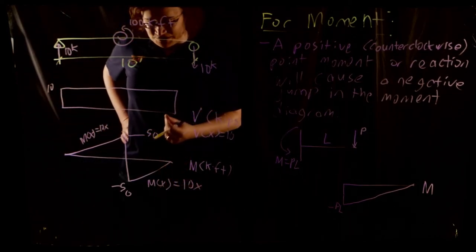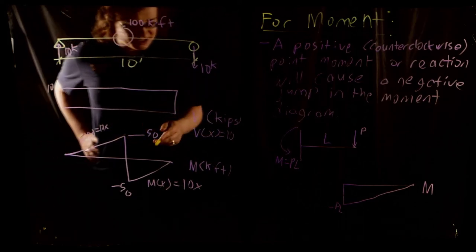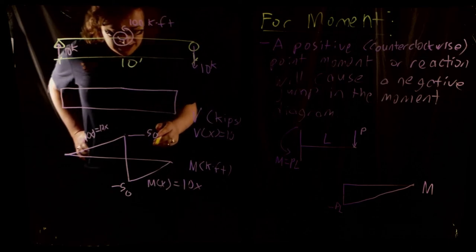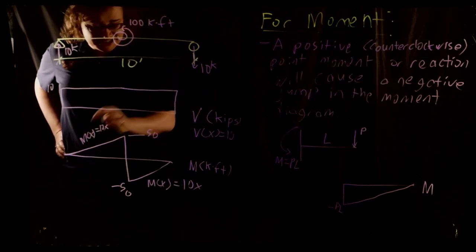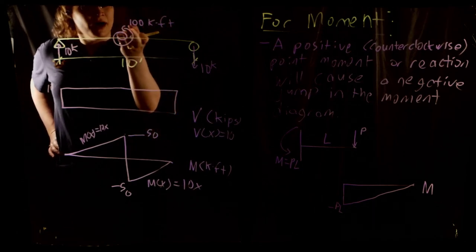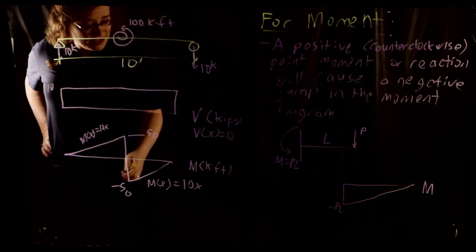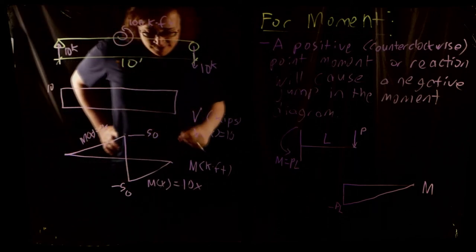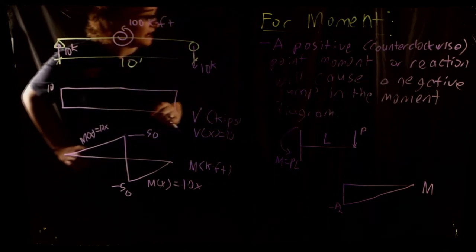This is kind of blending into a discussion of solving via inspection that we'll look at next time. But the key thing that I really wanted to illustrate is this is what the moment diagram would look like. And so notice we have a positive external moment on here, and that causes in the moment diagram a drop in the moment at the location where the couple is applied.